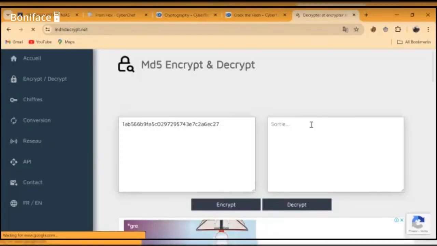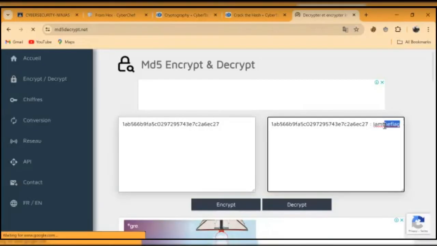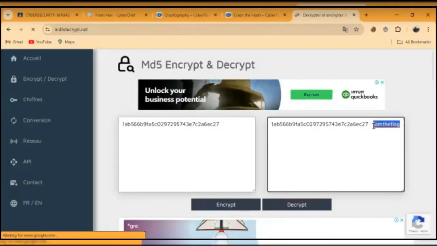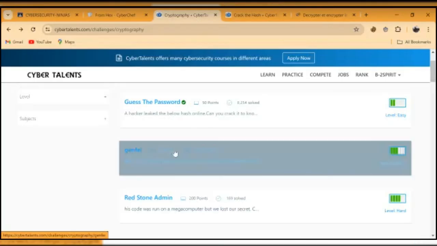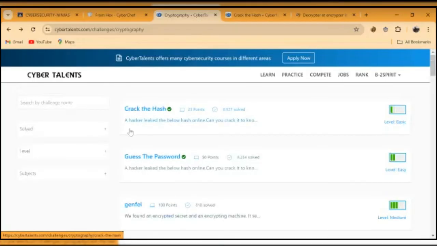It is taking time because of the bad network. Now the answer is already provided here. I am the flag. So all you just need to do is copy the flag, then go to the website and provide it. So moving straight to the next one.